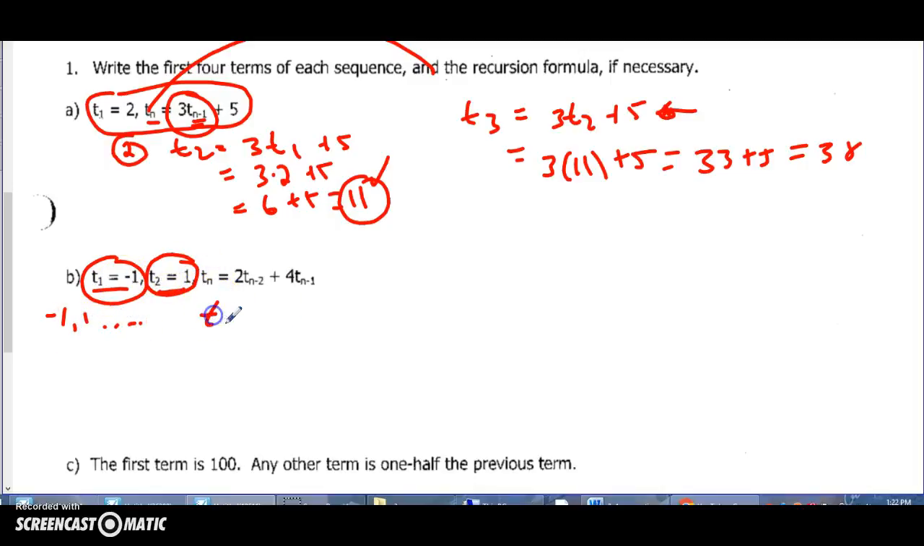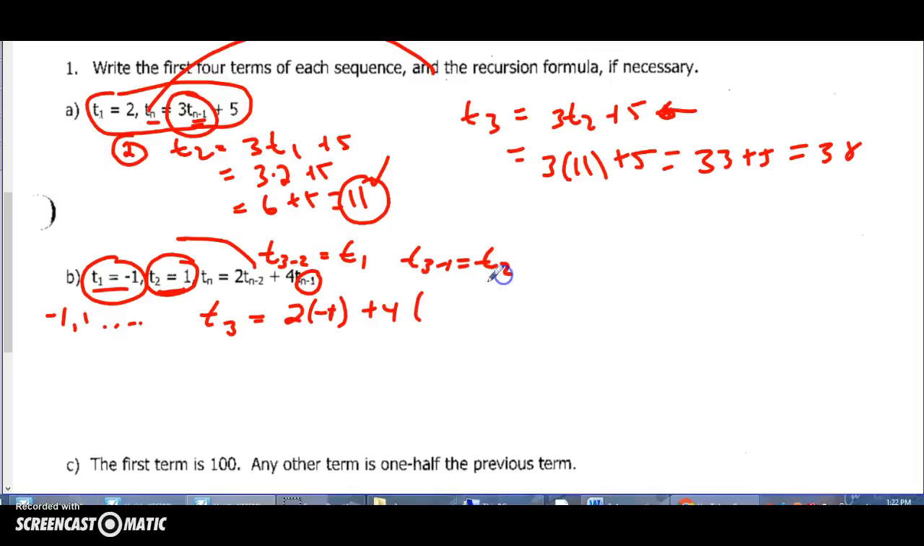Well, the third term is going to be generated by 2 times the n minus 2 term. So I'm looking at the third term, so that's 2 terms before the third term, which is the first term. So this is T3 minus 2, which is T1. I want the value of the first term, which was minus 1. That goes here. Plus 4 times the n minus 1 term, or the term before the one I'm looking at, which is the second term. So it's 2 times 2 terms ago, plus 4 times the last term. So 2 times 2 terms ago is minus 1, and plus 4 times the last term, which was plus 1.